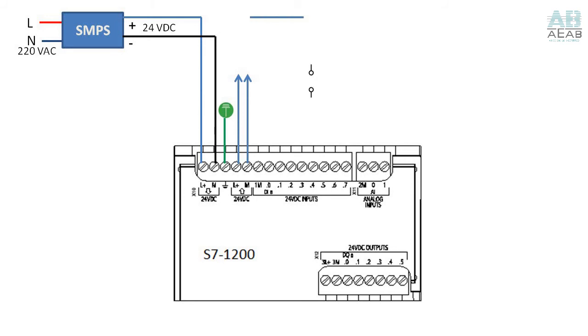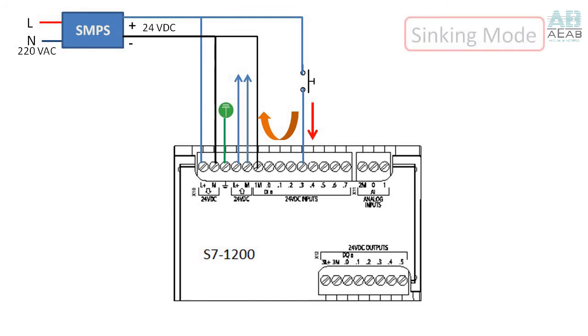If we are connecting one terminal of the push button to positive supply and the other terminal to any digital input of the PLC, then 1M should be connected to negative polarity of the supply, so that current can flow from positive to negative easily when the circuit is closed by pressing the push button. In this case, the input device, that is the push button, is sourcing current to the PLC and the input terminal of the PLC is sinking. So we can say that the PLC is working in sinking mode.